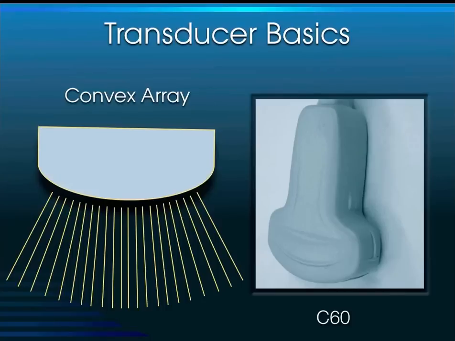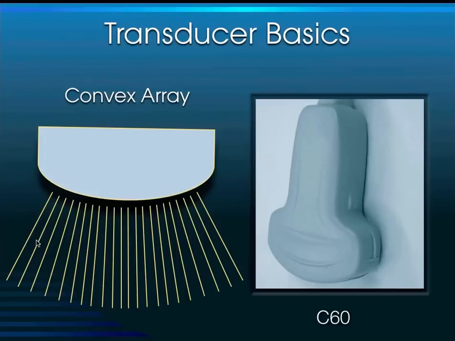Now the transducers themselves have different footprints. For example, this is the C60. C stands for convex, and 60 is the number of millimeters across its surface. Notice that any time you're working with an array, the edges of the image splay out from one another and you lose a little bit of lateral resolution.